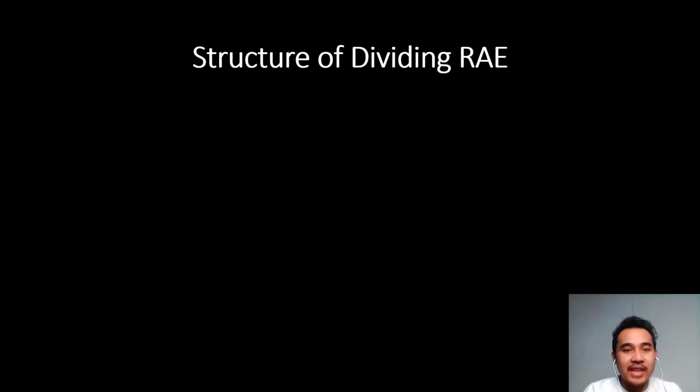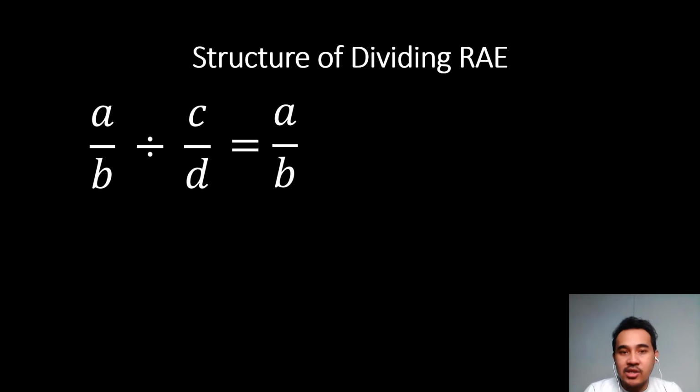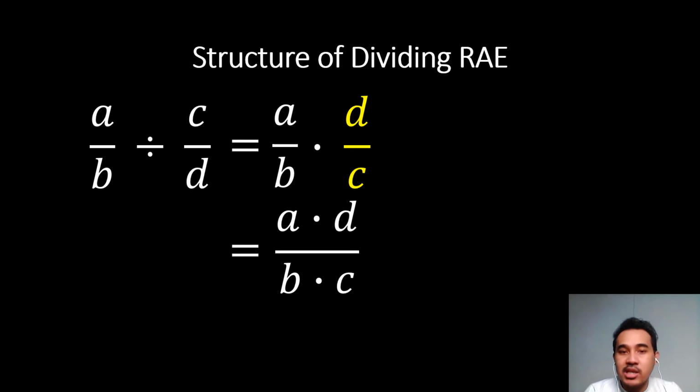So let's have a rational expression a over b divided by c over d. Now, the concept is this: you have your dividend, which is a over b, and your divisor should be reciprocated, or it will have its reciprocal. So if the divisor is c over d, the reciprocal would be d over c. Then proceed to multiplication. So you have a times d over b times c, and the product would be ad over bc.